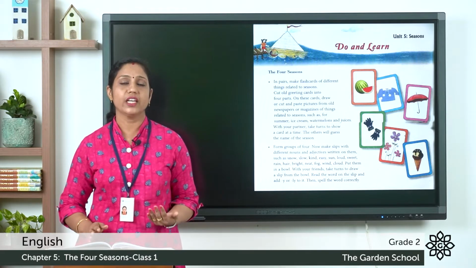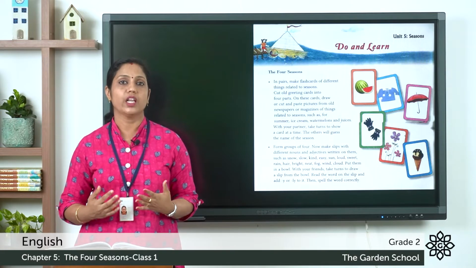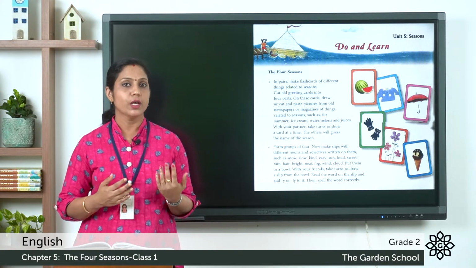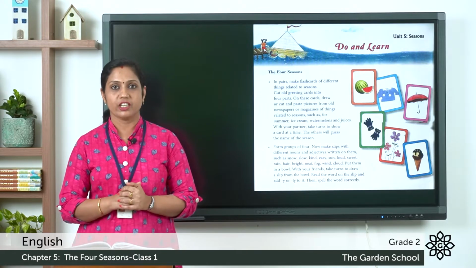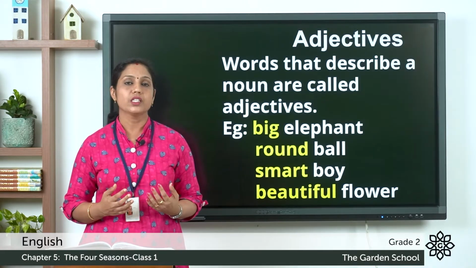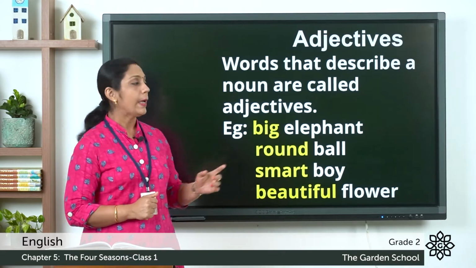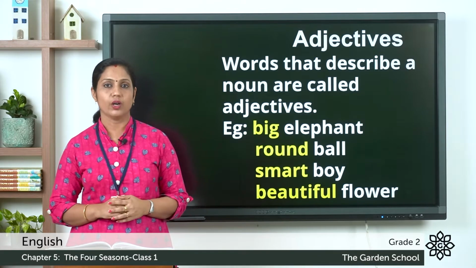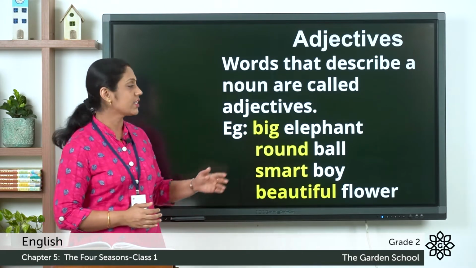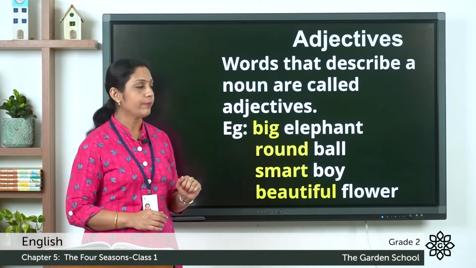So we have already learned what nouns are. From the beginning of the classes, we have learned what nouns are. Nouns are names of persons, places, animals or things. Now what is an adjective? Adjectives are words that describe a noun. For example, you can see here, big elephant is written. So elephant is a noun. And how is it described? It is described like big elephant. So big here is the adjective.